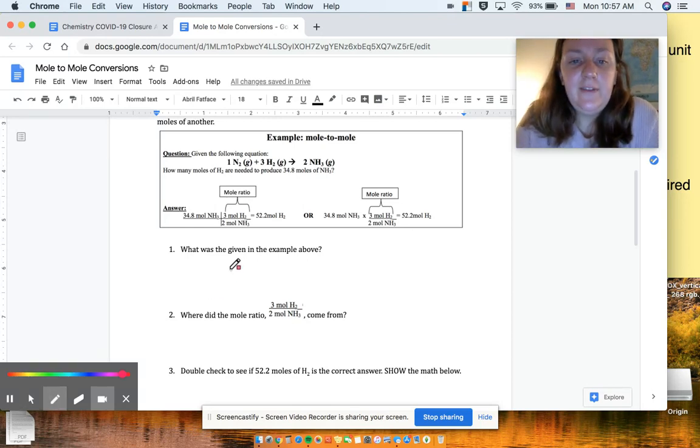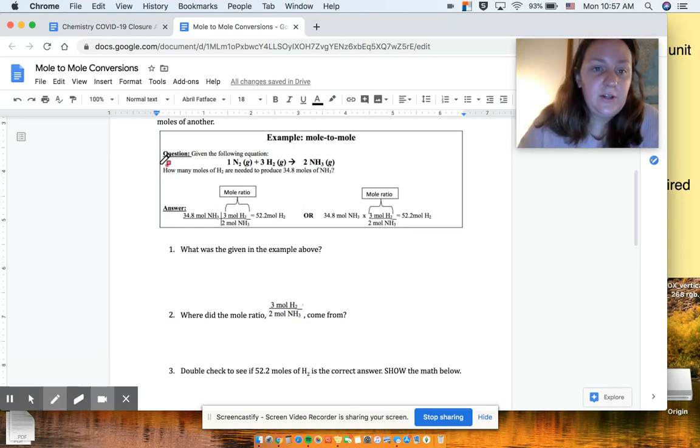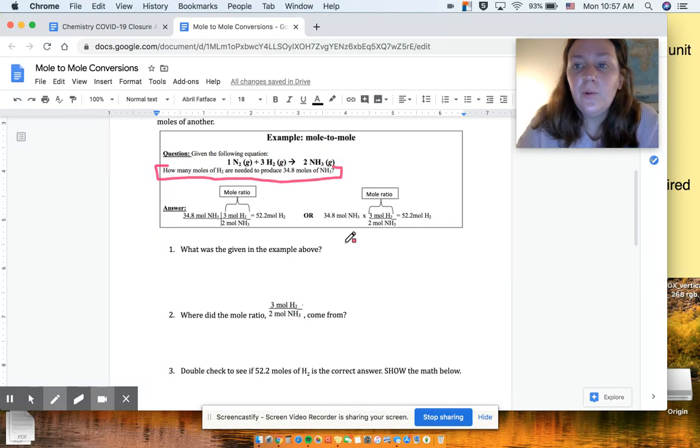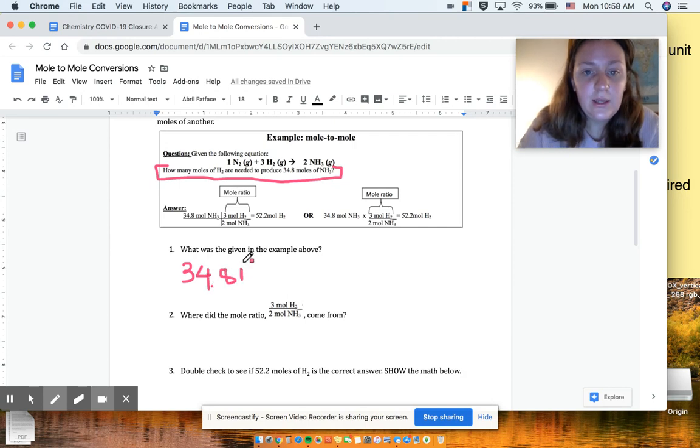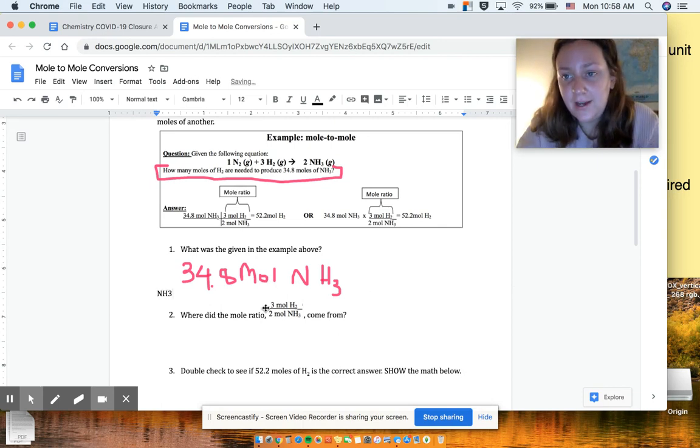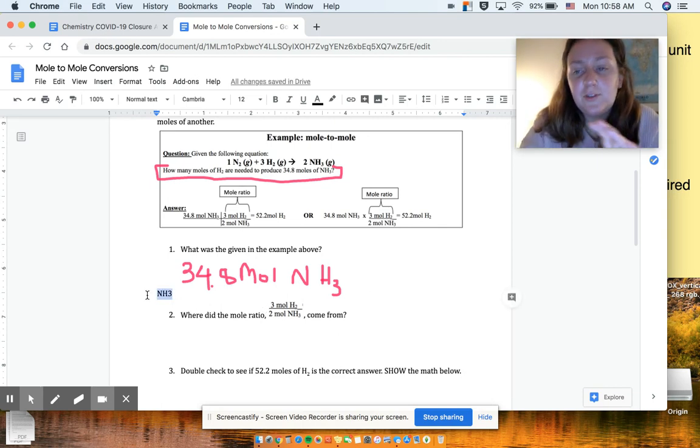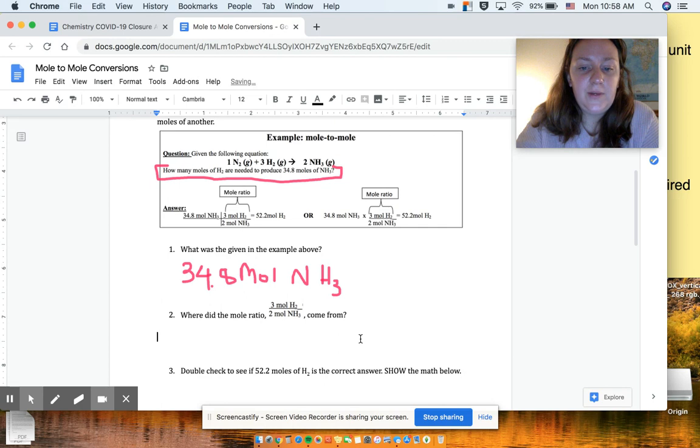So first question, what's the given in the example above? So this, remember, is our question. How many moles of H2 are needed to produce 34.8 moles of NH3? So what are we given in this problem? We're only given one value, right? And it's 34.8 mole, and that's of NH3. And you guys can just type this. And if you end up typing and you write NH3 like this, NH3, I'll know what you're talking about, right? So don't stress too much about the subscripts and all that stuff. So this is what we're given, 34.8 moles of NH3.